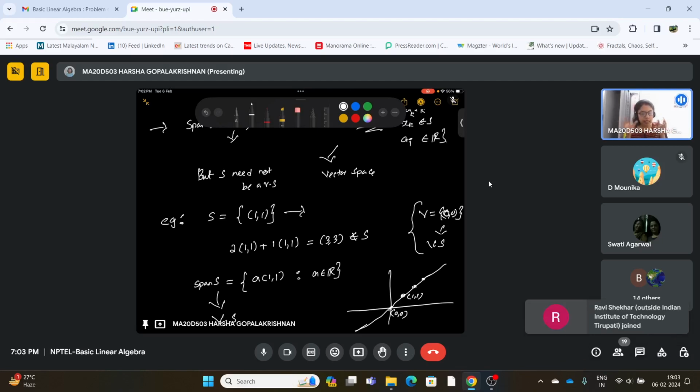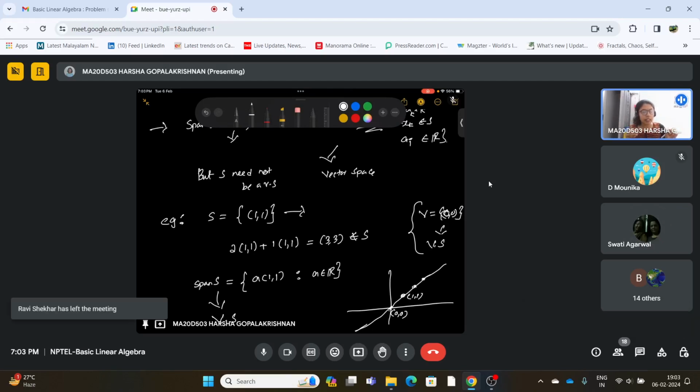That means whatever the 0 element. In case of R2 it is (0, 0). In case of R it is 0. So whatever the 0 element, it should be in the set. That is the first condition actually.